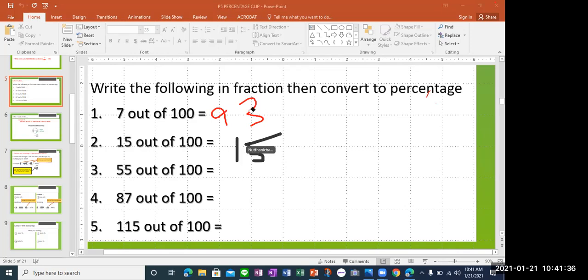What is the answer in number 1? Or who can answer number 1 correctly? Yes. Homework. You can do it now.